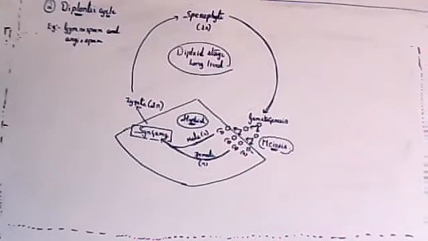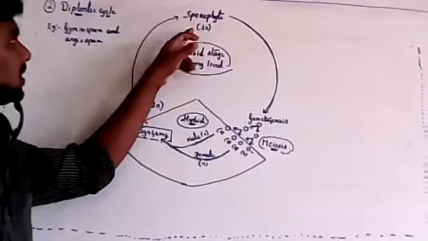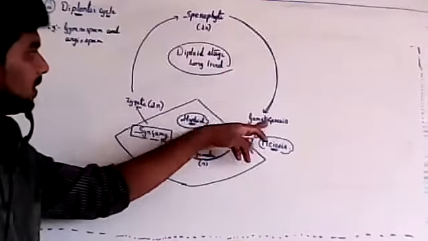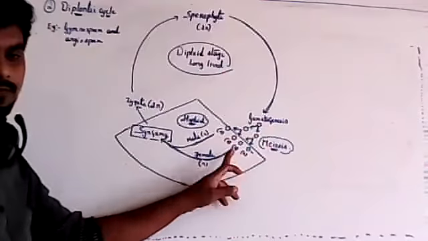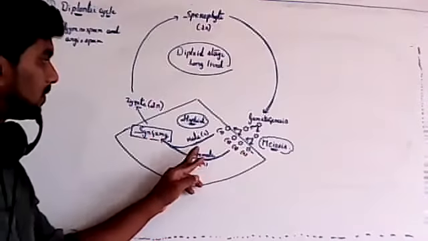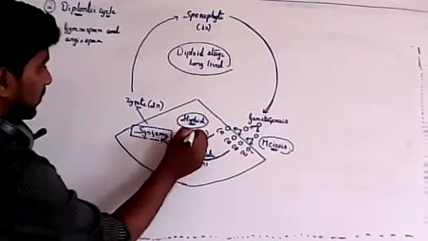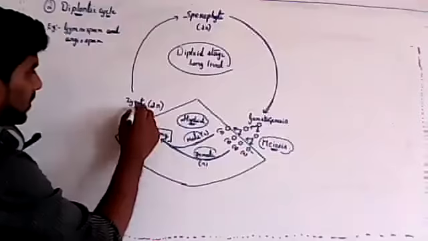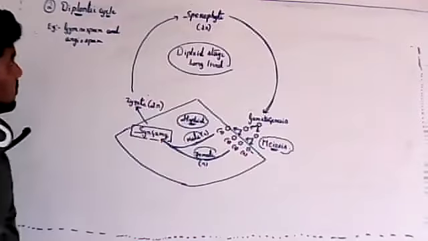So the sporophyte stage is long lived. Then it undergoes gametogenesis to form four haploid cells, and then the haploid cells, male and female, will fuse together, forming syngamy. Then again the diploid stage.